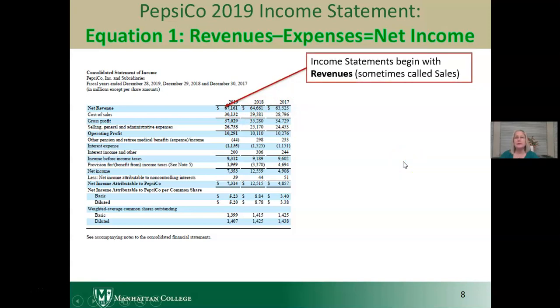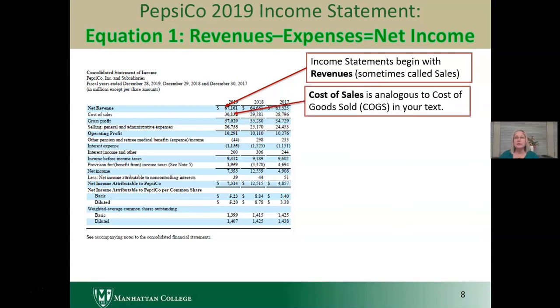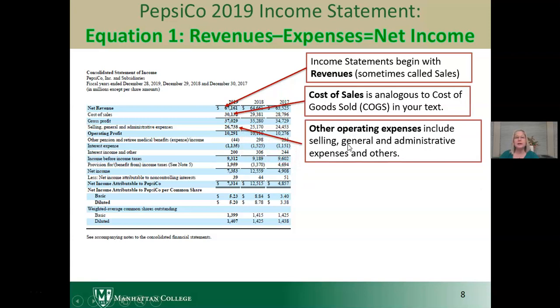They begin with revenues, sometimes called sales. Cost of goods sold is called cost of sales for PepsiCo. They use an analogous term. Companies that sell service might also have the cost of that service, so that's why they just say cost of sales. We have other operating expenses, including selling, general, and administrative expenses and others in day-to-day operations.